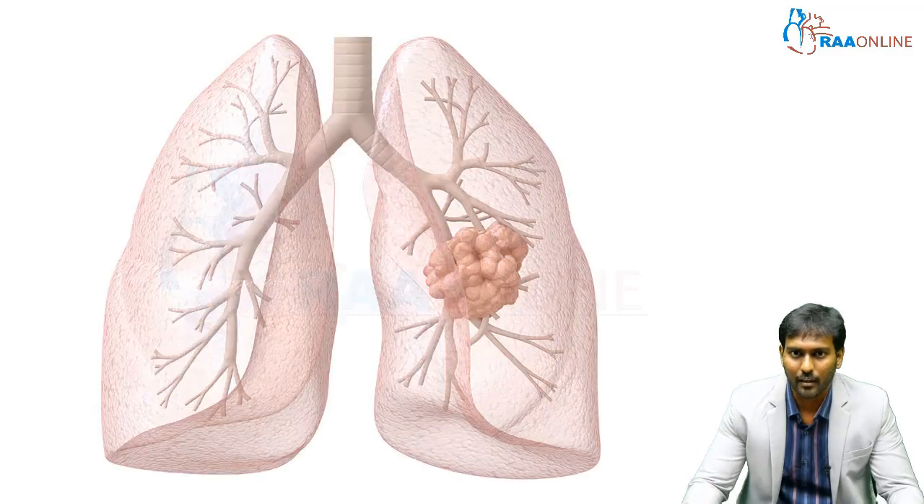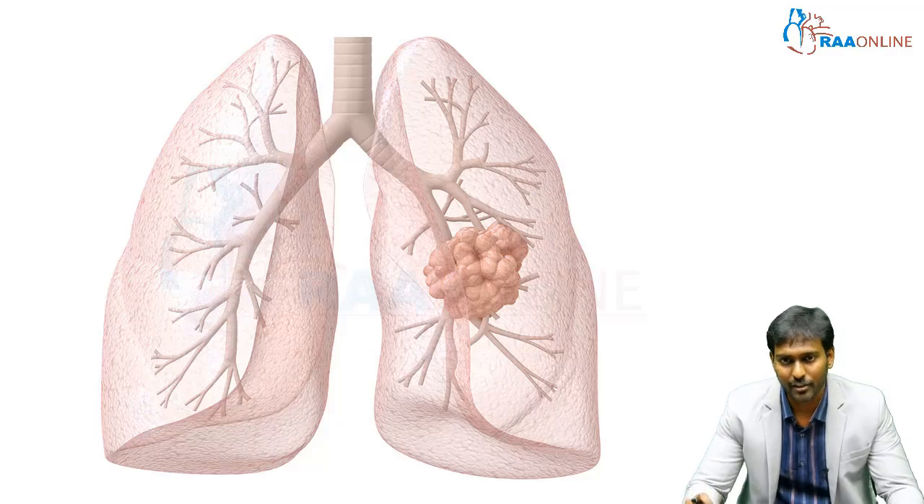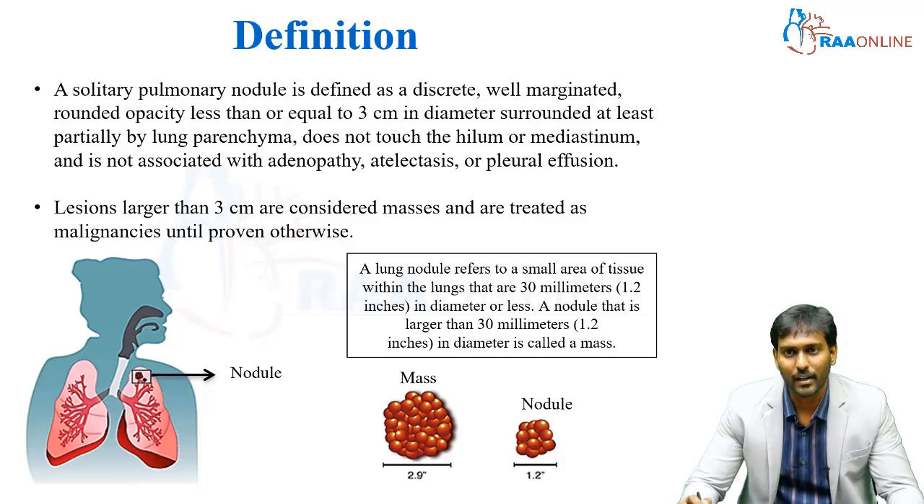So definition. If you could look at the picture, you can see there is a nodule. To be more specific, it is single, and even more to be specific, it is surrounded by the lung parenchyma. So the definition of the solitary pulmonary nodule is a discrete, well-marginated, rounded opacity which is less than or equal to 3 cm in diameter. It is surrounded at least partially by the lung parenchyma. It does not touch the hilum or mediastinum and is not associated with adenopathy, atelectasis or pleural effusion.